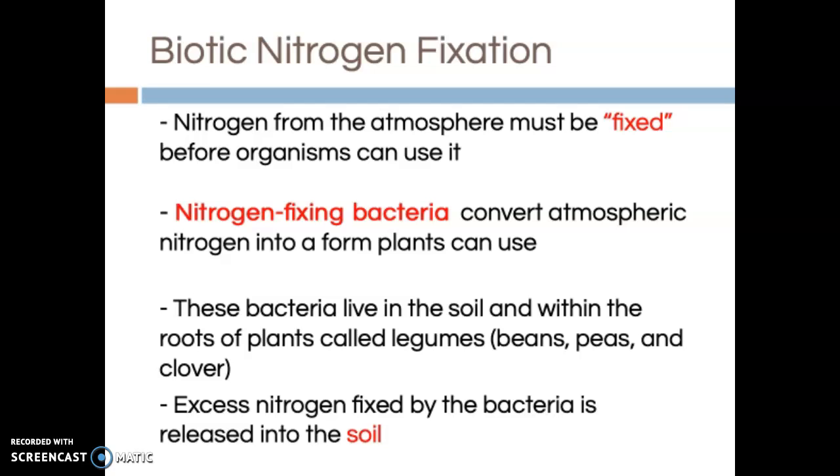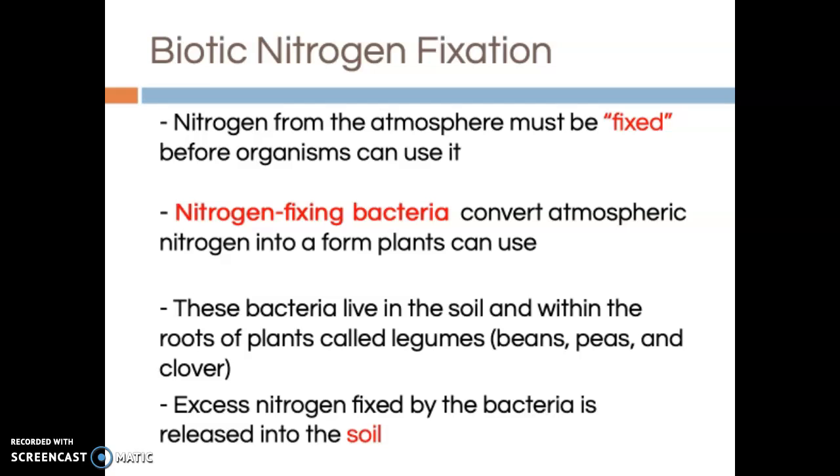The first way is called biotic fixation. Biotic means living. For biotic fixation to happen, we must have some bacteria involved. The bacteria is the living organism that's going to convert the atmospheric nitrogen into a form that plants can use. These bacteria live in soil, and they also live on the roots of legume plants. Legume plants, some examples are beans, peas, clover, alfalfa. So we have these bacteria living on the plants.